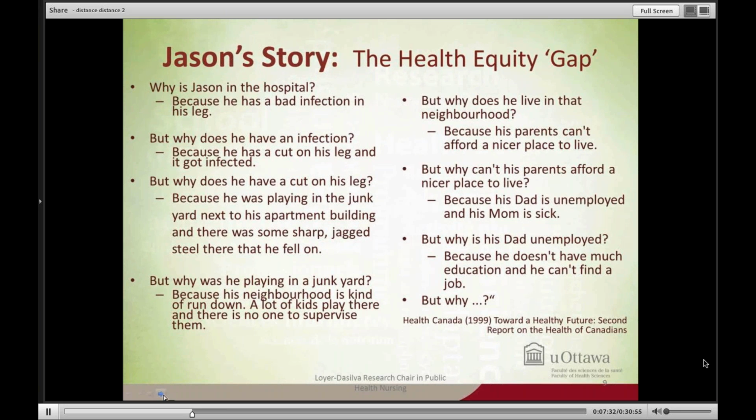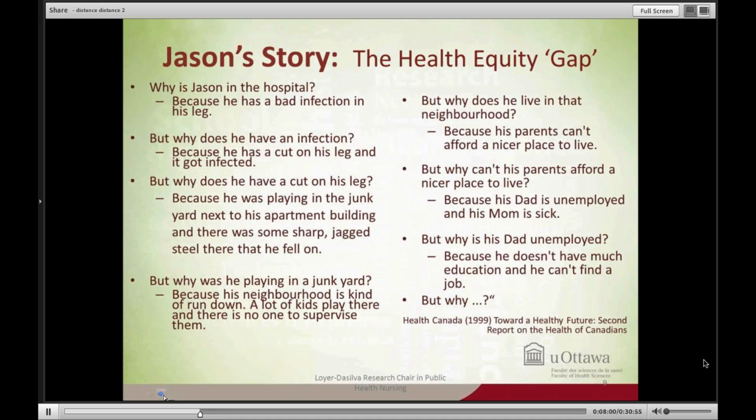And I use this Jason story, which is a story we've had for a few years now on the PHAC, or Public Health Agency of Canada, website, that illustrates the story of this young boy, Jason. So I'll just go over Jason's story. Jason is a young boy who went to the hospital because he had an infection. And the story goes, why is Jason in the hospital? Because he has a bad infection in his leg.